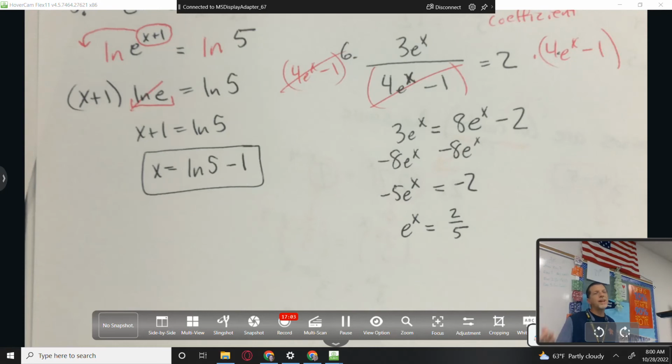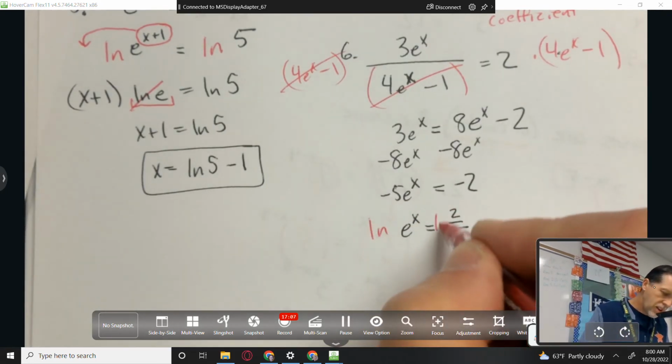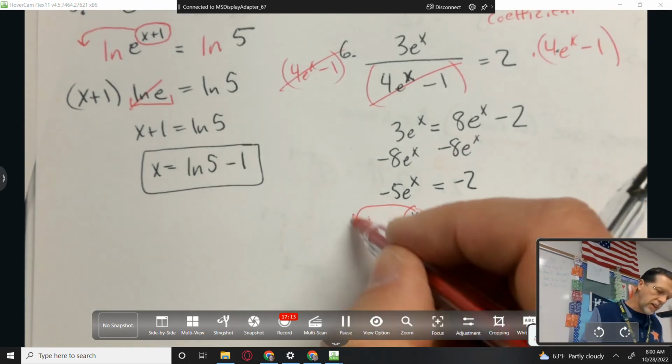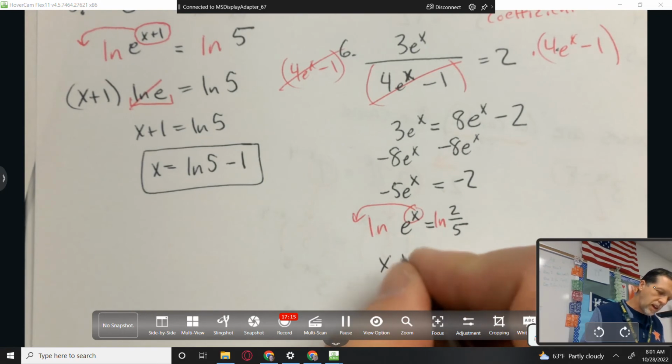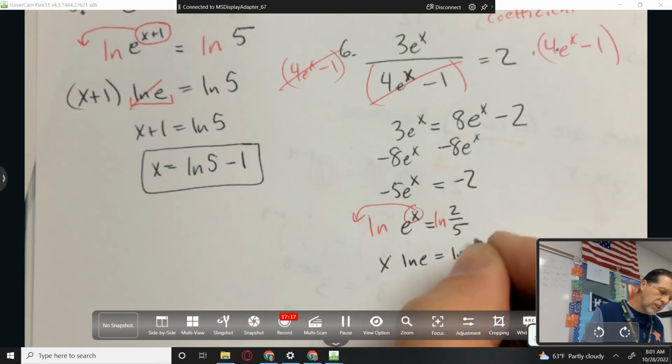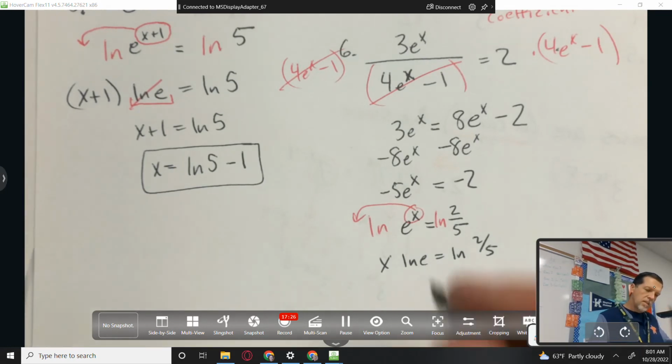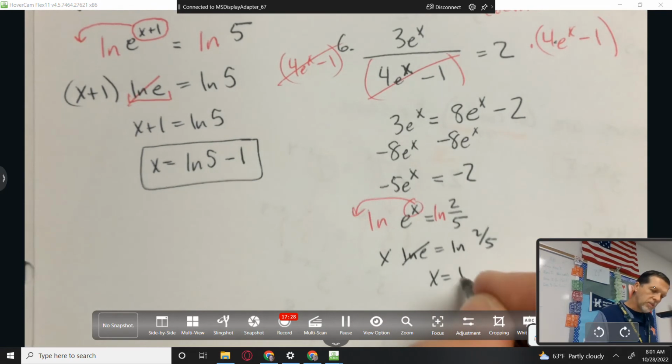So this one had a lot of algebra before the natural log stuff. So the x comes down front. X natural log e equals natural log 2/5. But the natural log of e is 1. So there's our answer. X equals natural log of 2/5.